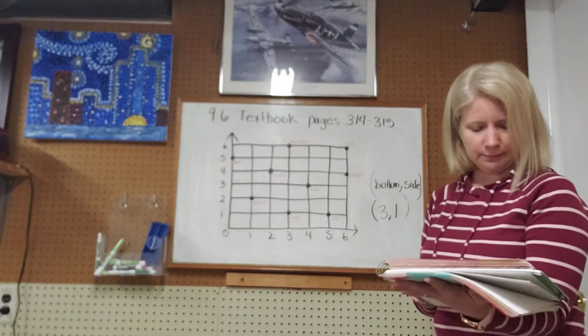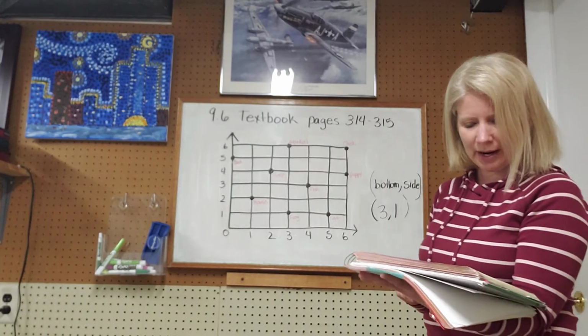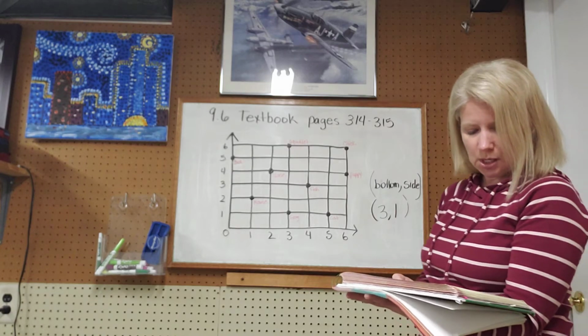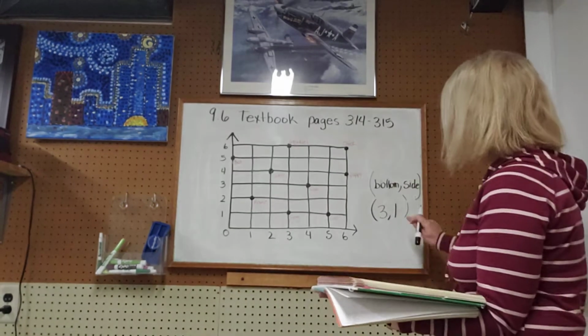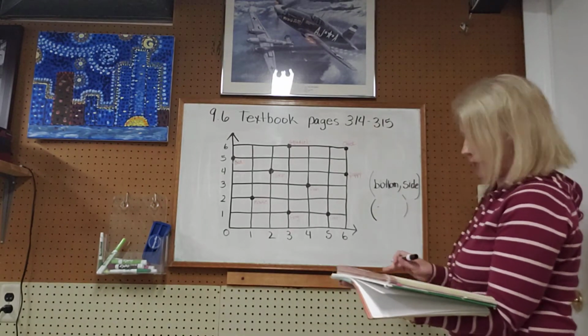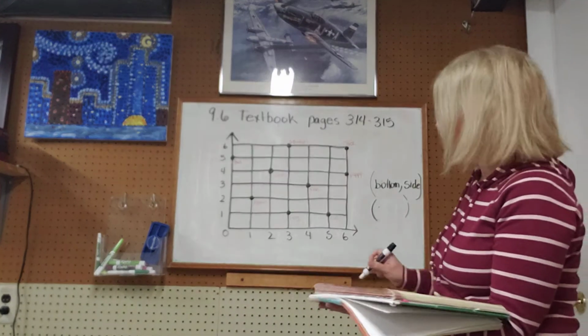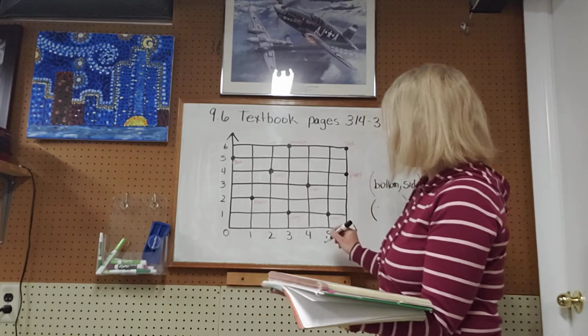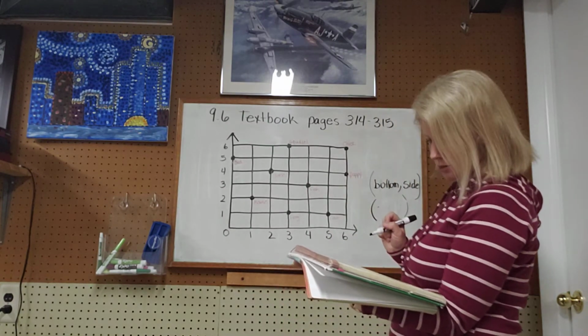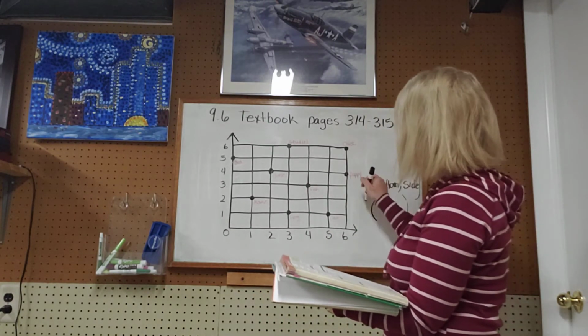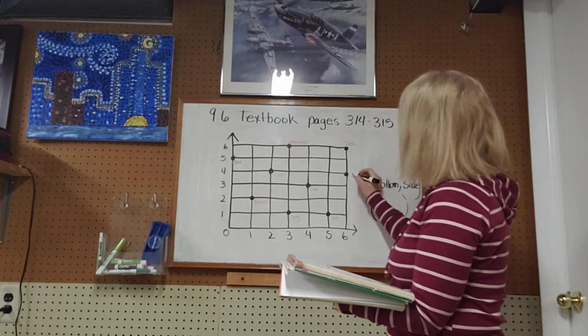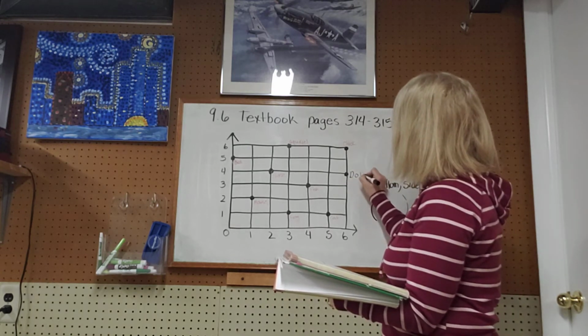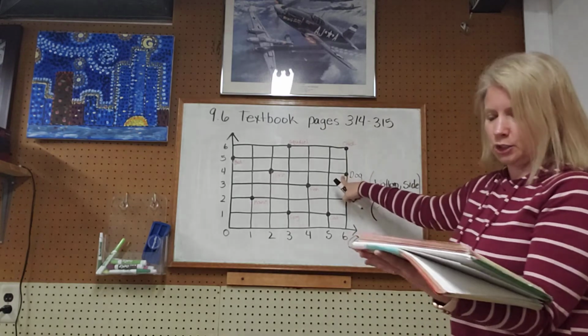Number 3, write the ordered pair for each animal. Okay, so this time they want us to write the numbers. Okay, let's find the dog. The dog is, oops, did I forget to write the dog on here? Yep, I did. Oh, I have a puppy. But they said dog. Okay, the dog is right here on your grid.